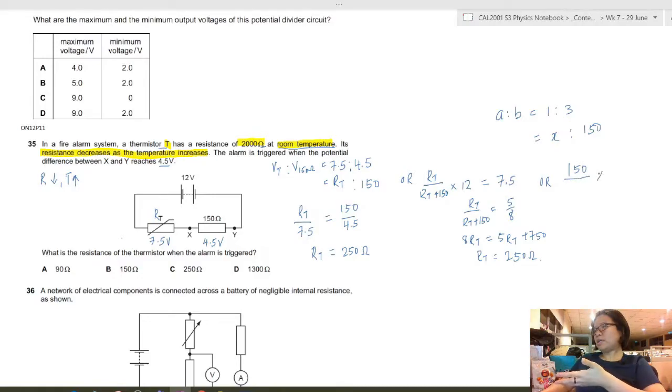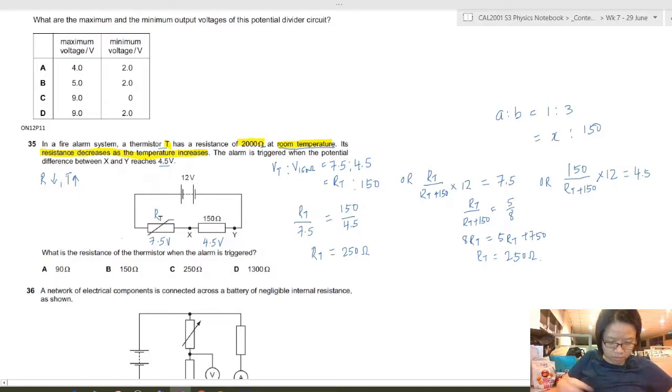150 ohm times 12 will give me 4.5 volt. And 150 is the ratio out of the total, so RT plus 150. So 4.5 divided by 12 would be 3 over 8. See, 5 over 8 plus 3 over 8 is 1. Again, depending on your mileage, if you are generally not very good with ratios, or you can do but you don't know what you are doing, please try to figure it out. It's worthwhile.